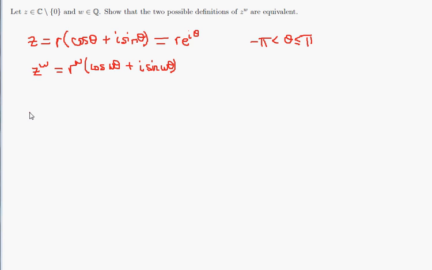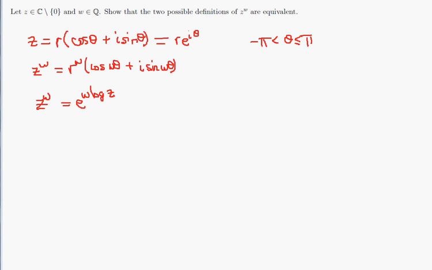The second definition of taking a complex number to a rational exponent is to say that this is equal to e to the w times the log of z. And we will now show that these two things are actually equal.